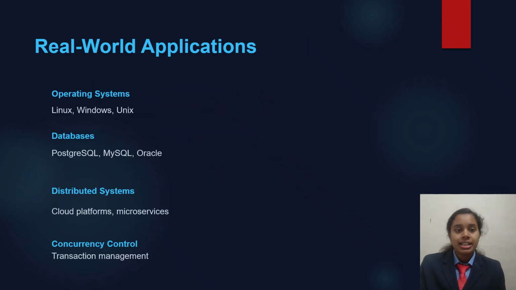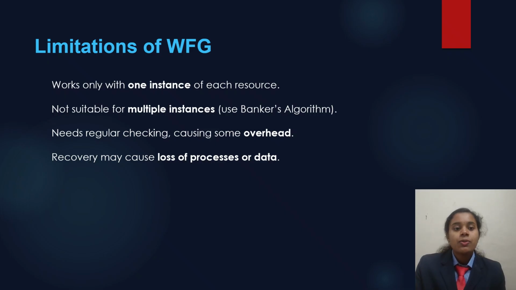The real-world applications: it is used in operating systems such as Linux, Windows, Unix. In databases such as MySQL, Oracle, PostgreSQL. It is also used in distributed systems such as cloud platforms, microservices, and concurrency control such as transaction management. The limitations of the wait for graph: it works only with one instance for each resource, not suitable for multiple instances. It needs regular checking, causing some overhead. Recovery may cause loss of processes or data.